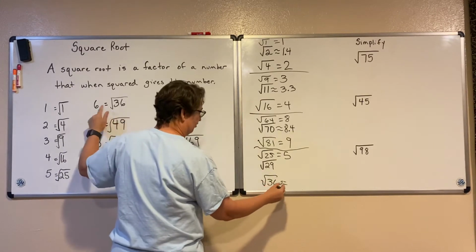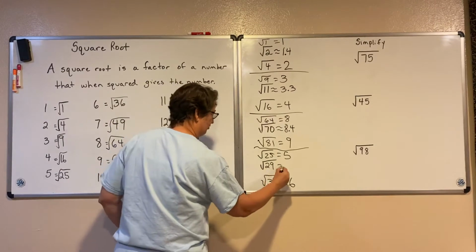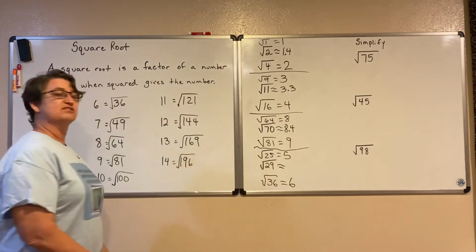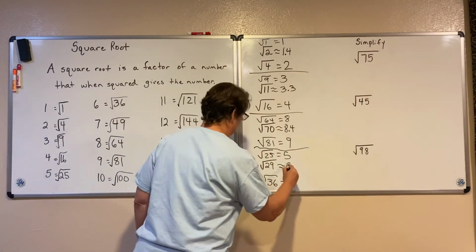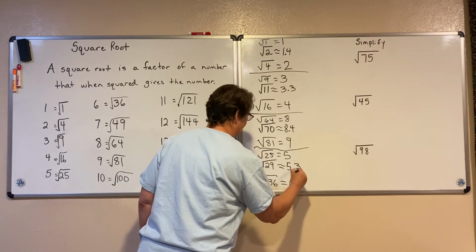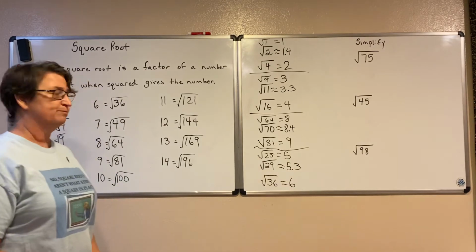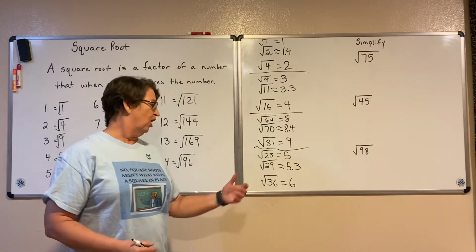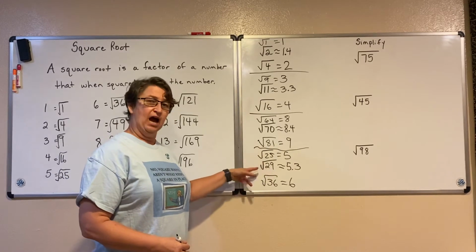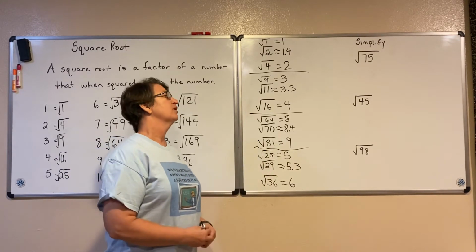And the square root of 36 is the one that's above it. So the square root of 36 is 6. So I know that the square root of 29 is somewhere between 5 and 6. Maybe something like 5.3. Somewhere in there. So we can approximate our other square roots using our perfect squares.